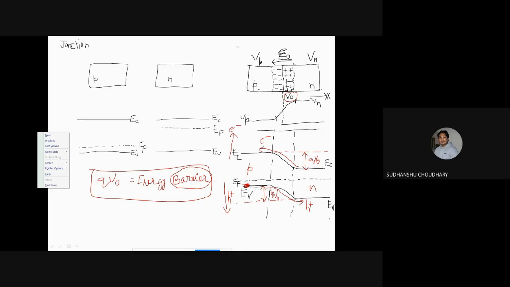So holes see this as a barrier, and electrons see this as a barrier. So that is why this potential V naught is also called barrier potential. Okay? So V naught is also called built-in potential or barrier potential. Right? So barrier potential, or also it is called built-in potential.